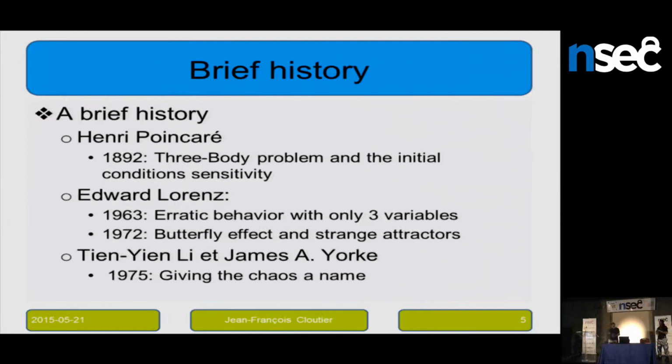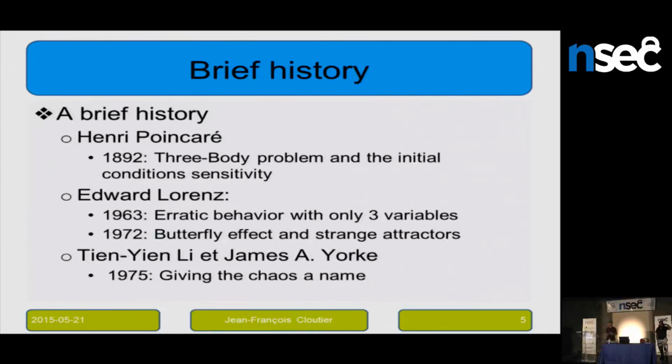Then it took almost 70 years for Edward Lorenz in '63 to explicitly demonstrate that you could have a completely erratic, chaotic result with only 3 variables, which is quite small. Then almost 10 years later, he was able to explain why it was happening. It was because very small changes in the initial conditions will yield drastically different results. So that's the butterfly effect.